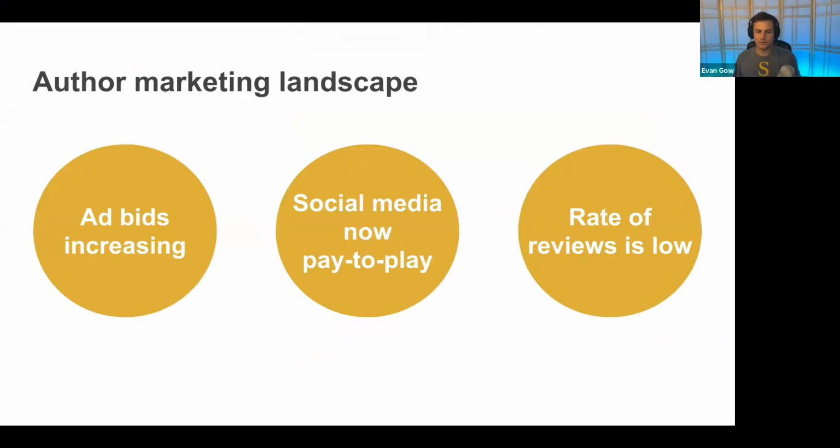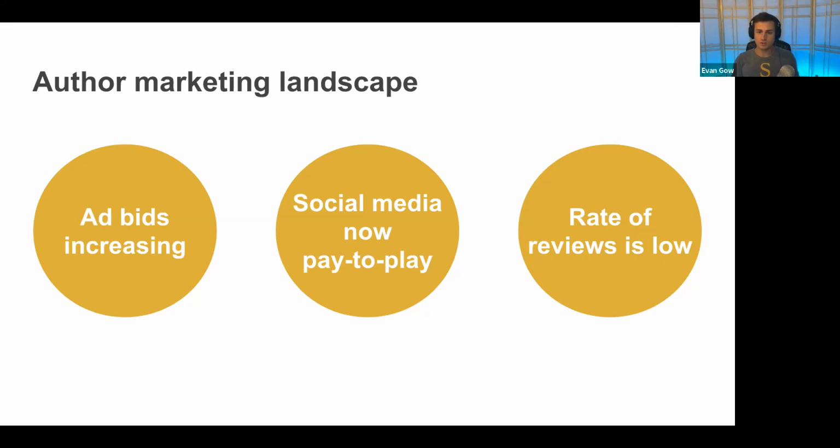So, just a quick broad overview of the author marketing landscape in general. If you look at platforms for advertising, generally ad bids are increasing across Facebook, Amazon, wherever you might do impression-based advertising, because all of those systems are built on auctioning off that space. And so as more authors get into marketing, generally those bids will continue to increase. So it gets harder and harder to make money off of those ads as those bids increase.